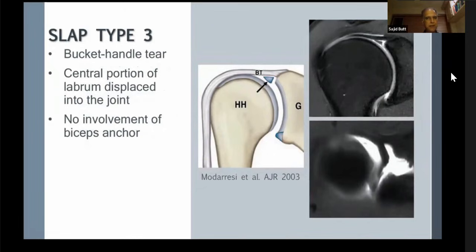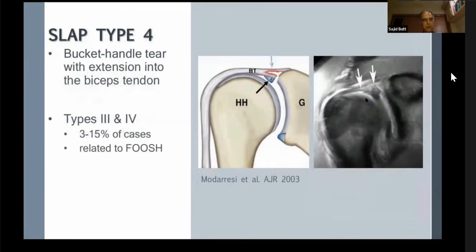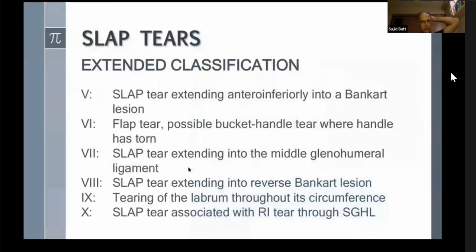A type 3 is a bucket handle tear. Bucket handle tears we studied in MR of the knee yesterday. They have got a loose fragment and a deep-seated tear, which makes a little rim-like structure, and that's a bucket handle tear. And a type 4 is when you get a bucket handle tear and a tear going into the biceps tendon. So it's a more complex problem. We've got a bucket handle tear, and then the biceps itself, right at its root, is getting torn. So those are the 4 main types of slap tears.